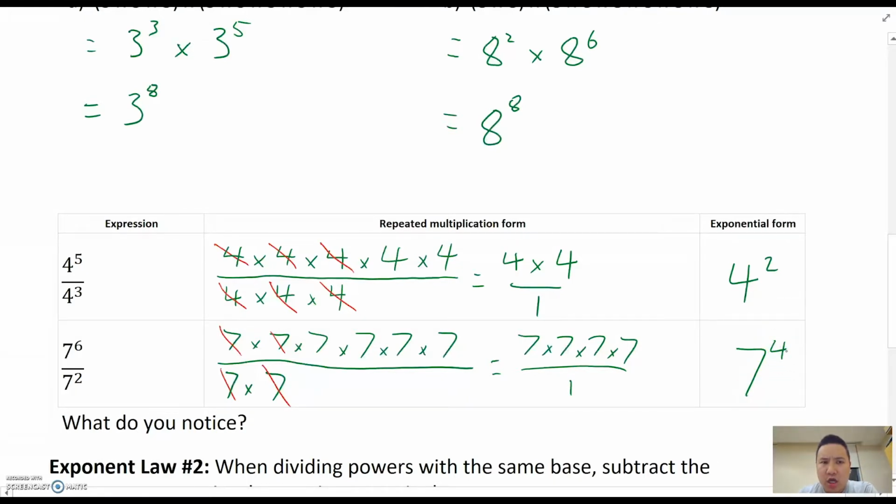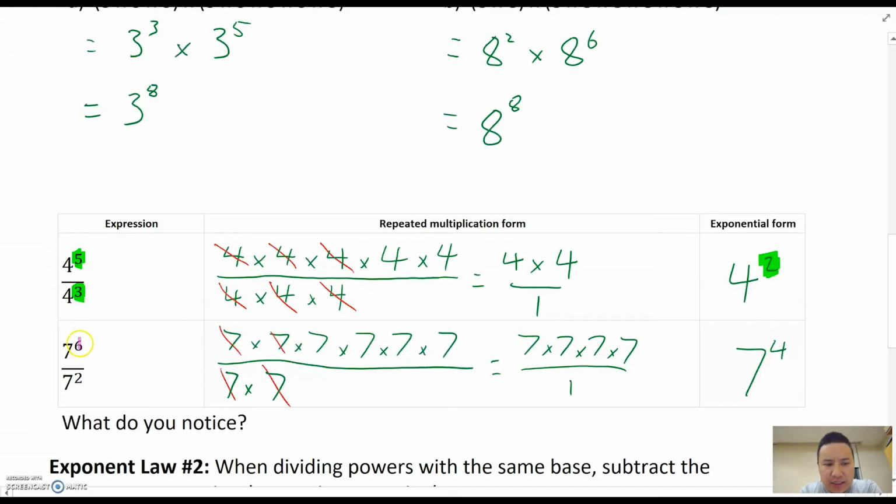Okay? So let's take a look again at our exponents and see if we can find a shortcut. So here we had 4 to the power 5, 4 to the power 3, and we ended up with 4 to the power 2.